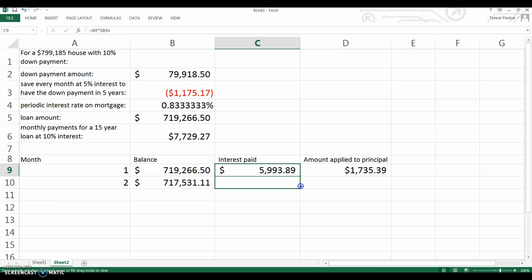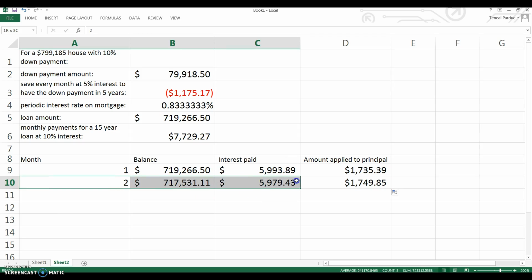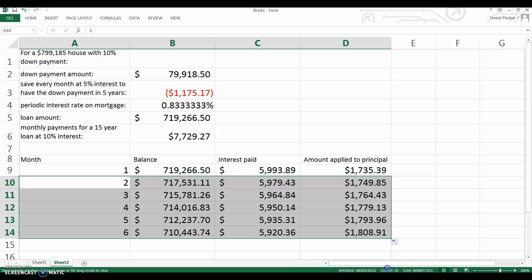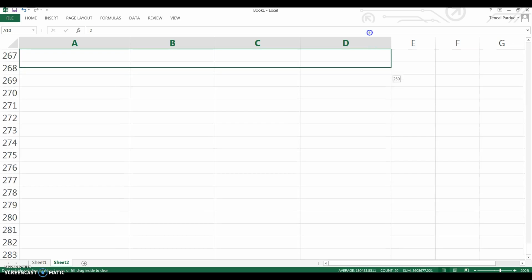So we're going to just copy that cell right down. And you see that we actually pay a little bit less in interest the second month than we did the first month. And we're going to copy this cell down too. And we see that we've got a little bit more applied to principal. Now, once you've got that second row, and if you've got everything the way it should be, you can just take that and copy it down all the way till the loan is paid off.